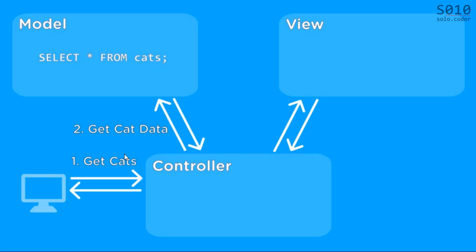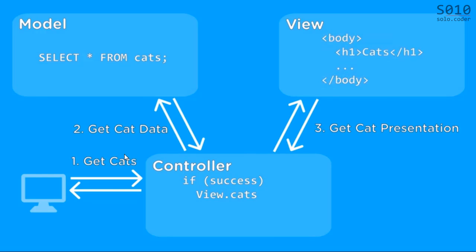If the response back from the model was successful, then the controller would ask the view associated with cats to return a presentation of the list of cats. This view would take the list of cats from the controller and render the list into HTML that could be used by the browser. The controller would then take that presentation and return it back to the user, thus ending the request.